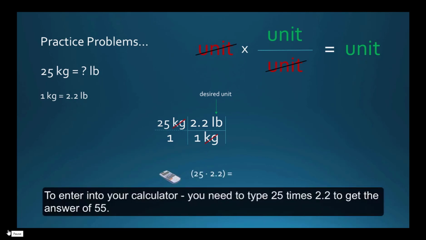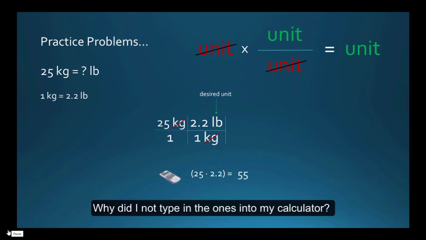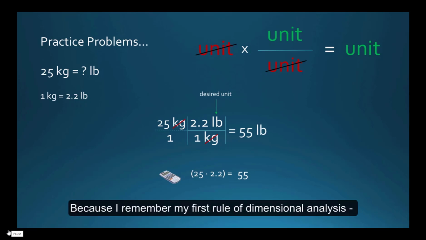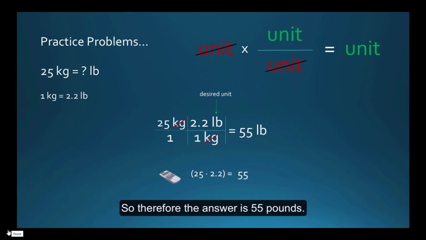To enter into your calculator, you need to type 25 times 2.2 to get the answer of 55. Why did I not type in the ones into my calculator? Because I remember my first rule of dimensional analysis, which means anything times 1 or divided by 1 equals itself. So therefore the answer is 55 pounds.